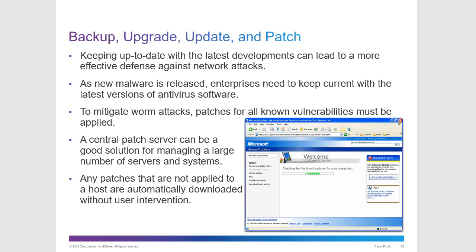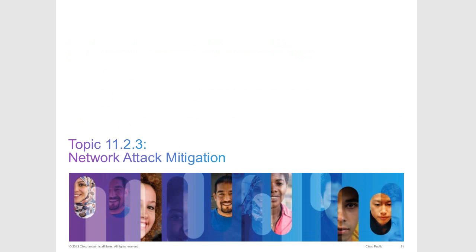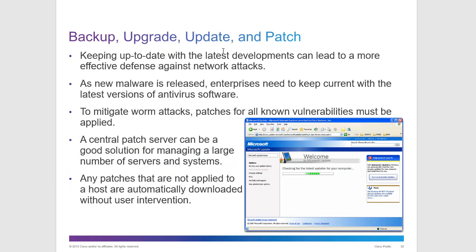Backup, upgrading, and patching your software. So network attack mitigation, how do we stop it? We've talked about these best practices before: backup, upgrade, and update and patch. Just making sure everything's up to date. Typically, updates are going to protect you more from outside threats. So keep everything up to date, upgraded. We talked about this as a best practice before.